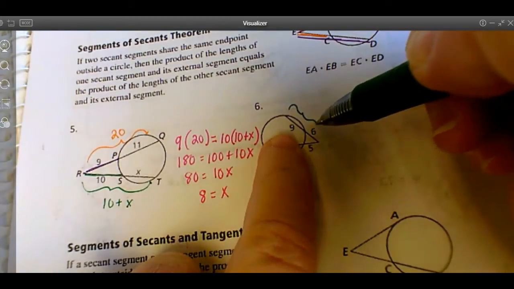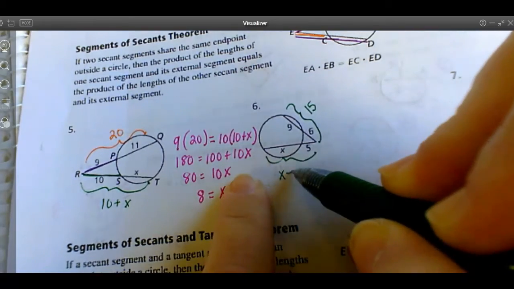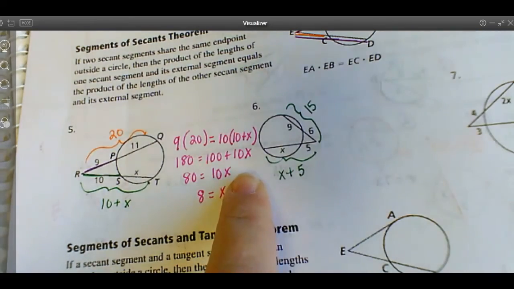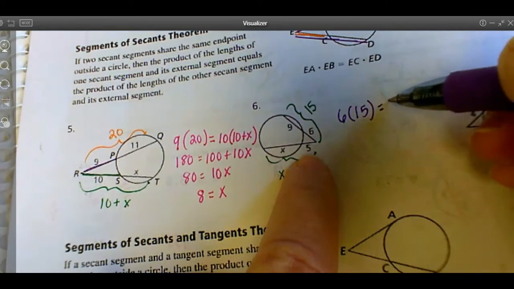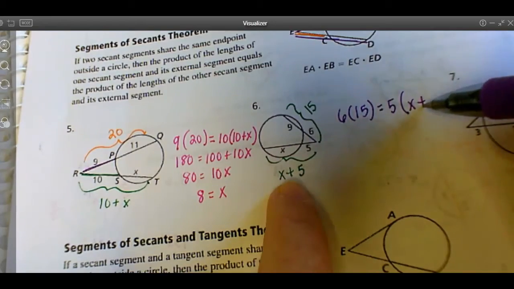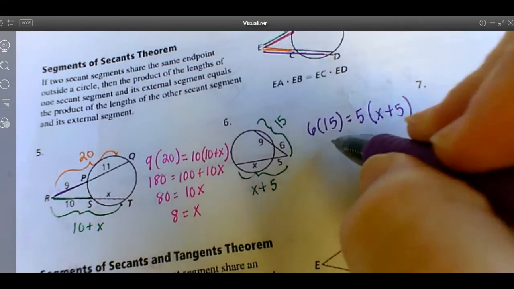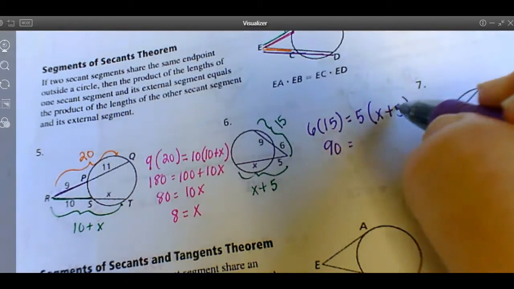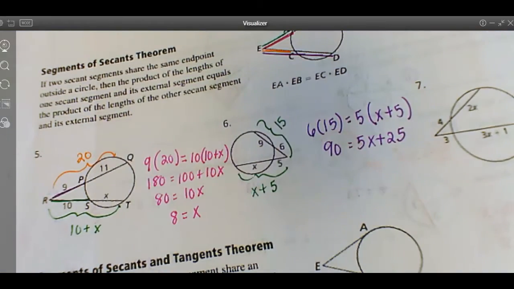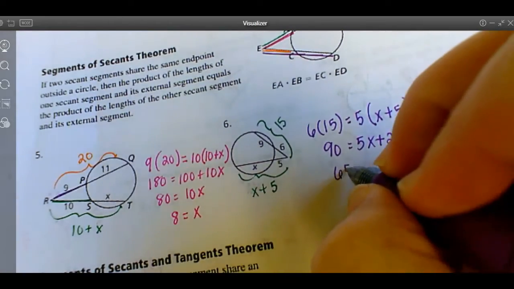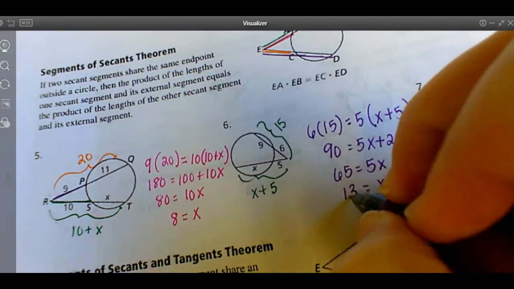So first thing I want to do is find the whole side, that's 15, and find the whole side here, x plus 5. So take the part outside, multiply by the whole side. Take the part outside, multiply by the whole side. And then we just solve. So 6 times 15, I think is 90. Multiply 5 by both things. Subtract 25. So 90 minus 25 is 65. Divide by 5. And you get 13.